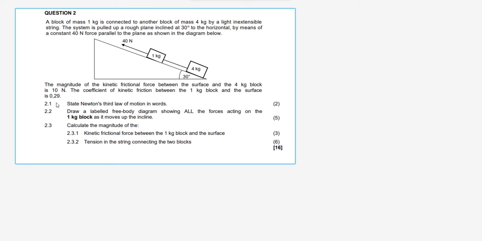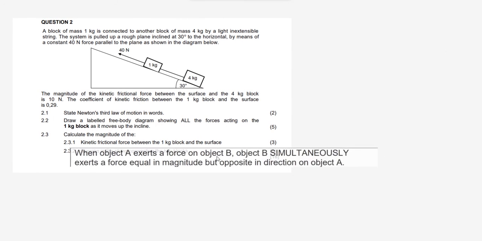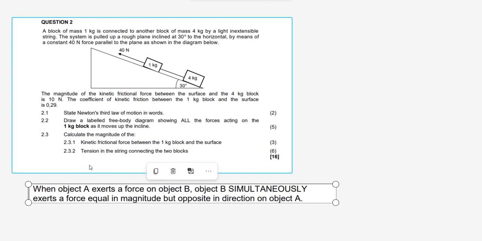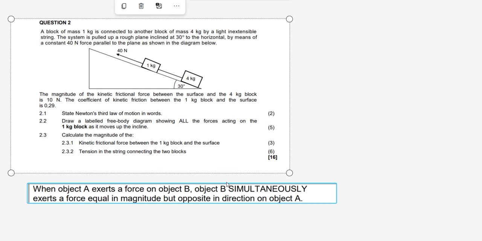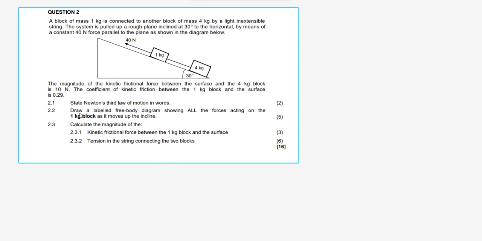So our 2.1 says state Newton's third law of motion. Newton's third law of motion says when object A exerts a force on object B, object B simultaneously exerts a force equal in magnitude but opposite in direction on object A. And then 2.2 says draw a labeled free body diagram showing all forces acting on the 1 kg block.